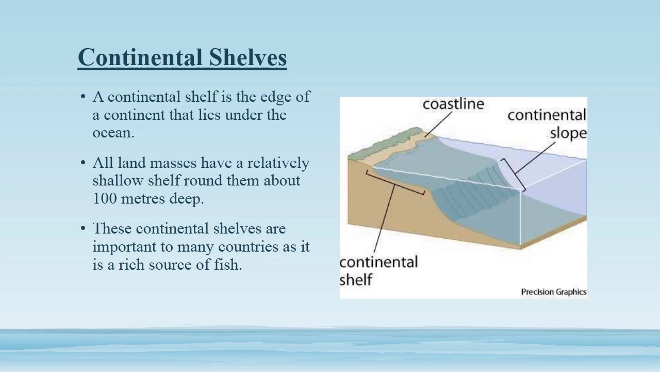Usually continental shelves are 100 meters deep, and they are the part where there is a rich source of fish, and that's why they are very important for many countries.